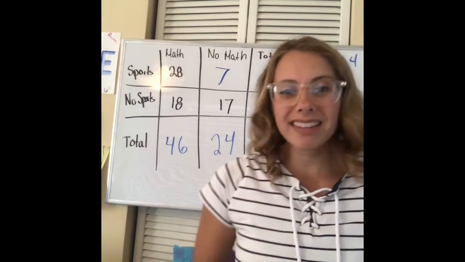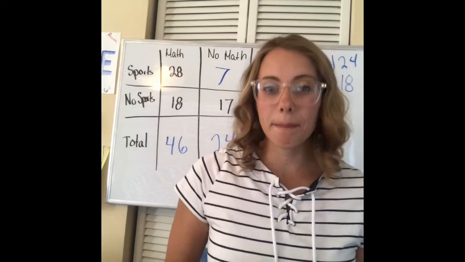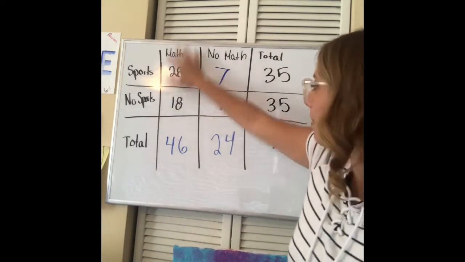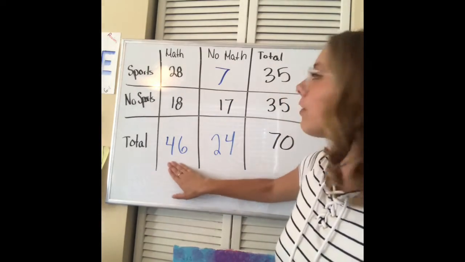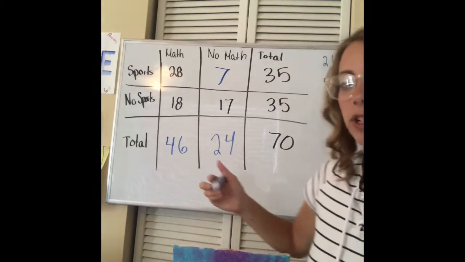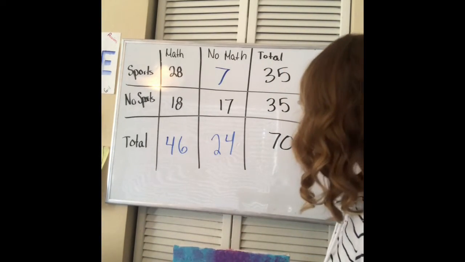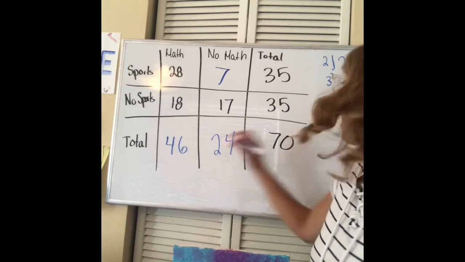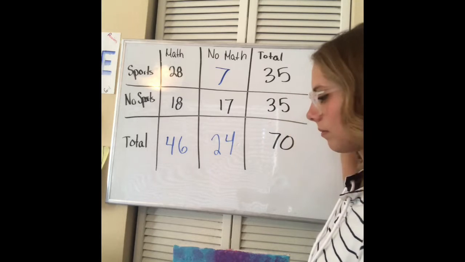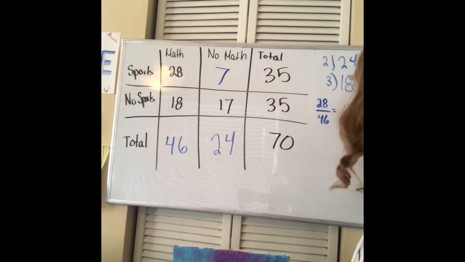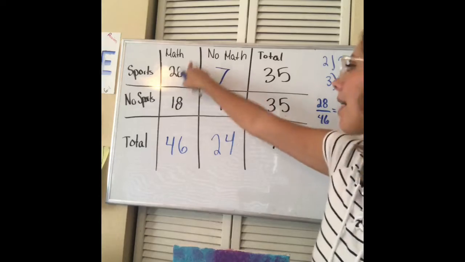So number 4, we're asking for the percentage of students who like math that play sports. So these are all of my students who like math. There's 46 of them, and of those 46 students, 28 of them play sports. So what I'm going to do is divide 28 out of the 46 students who like math, which is 61%. So 61% of students who like math also play sports.